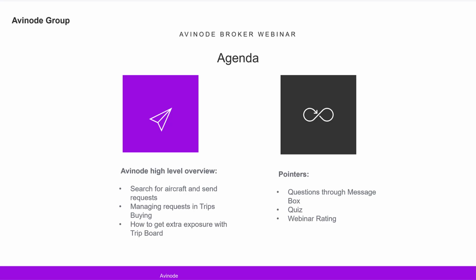Today, we will go over how to search for aircraft and send requests, how to manage those requests in trips buying, and how to get extra exposure with Tripboard. If you have any questions along the way, feel free to ask them through the message box located on the right-hand side of your screen, and we will get back to you once this webinar is complete. We will also have a little pop quiz midway through the webinar, and at the end, you'll be able to give us a rating.